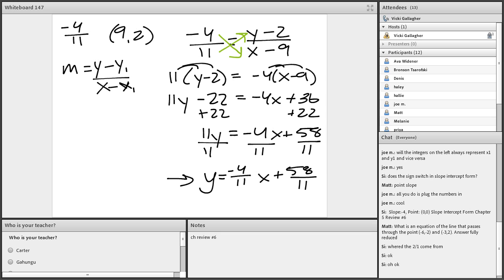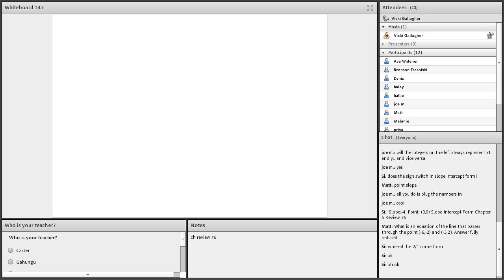I know some of my students even use the other method, the point slope form, because that's what they remember, and that's fine. All right, so that was this one, integers, slope, point slope, numbers, cool. All right, next problem is slope intercept.